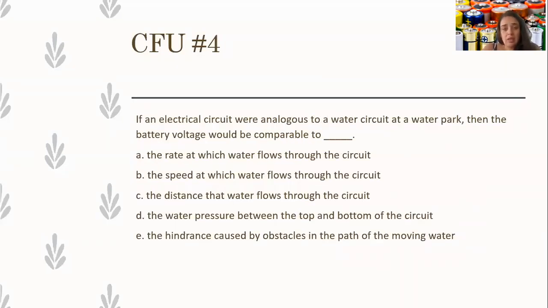I'm also going to take the next minute to read this question. Once I'm done reading it, you can press pause so you can answer it for yourself. If an electrical circuit were analogous to a water circuit in a water park, then the battery voltage would be comparable to what? The rate at which the water flows in the circuit, the speed at which the water flows, the distance that the water flows, the water pressure between the top and the bottom of the circuit, or the hindrance caused by obstacles within the path of moving water. All right, so press pause and answer this question.